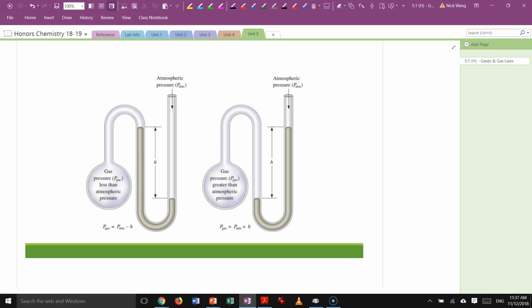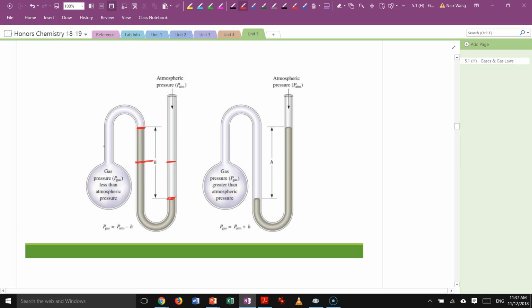Let's look at the left one. In the left diagram, if you notice, you have this chamber that has some gas in it, right? And also connecting through this tube right here, this section right here is mercury. Now, normally this mercury would be sort of in between, right? It'd be kind of resting in the middle.